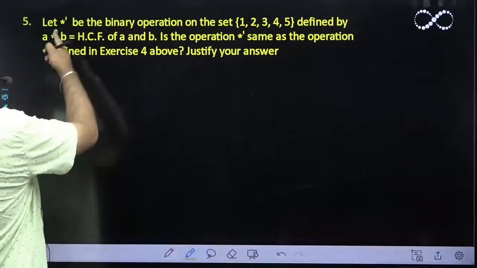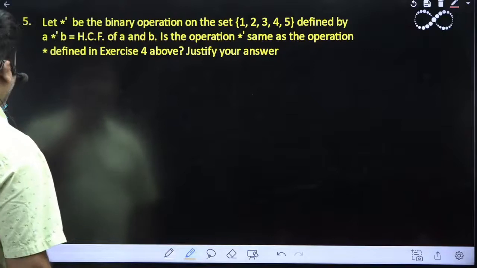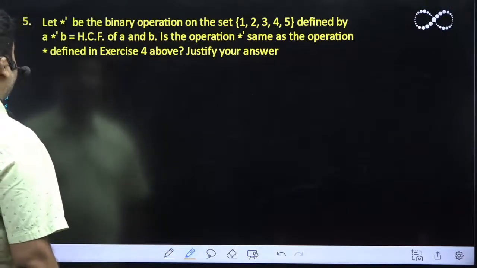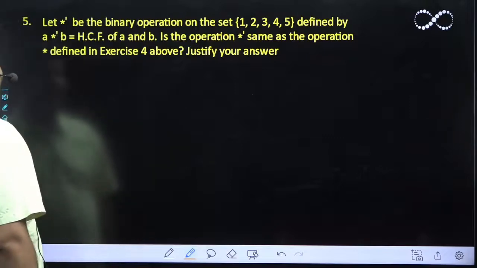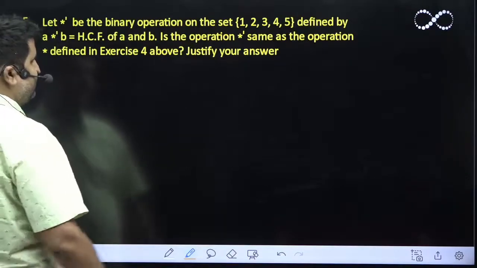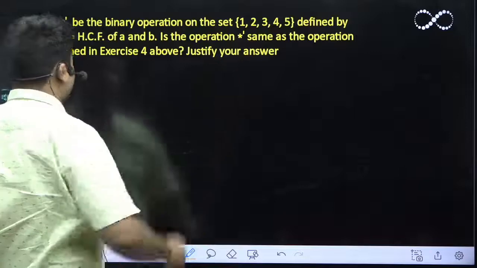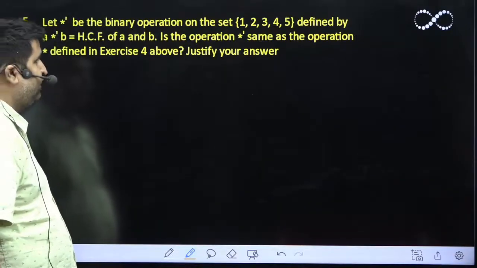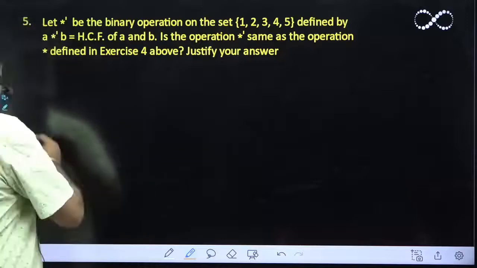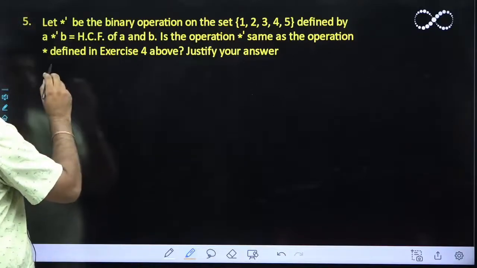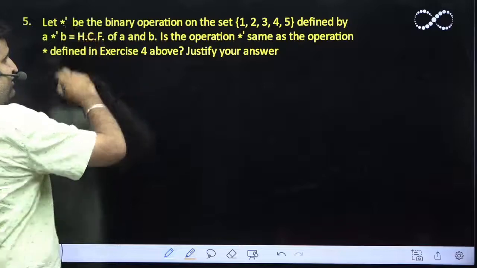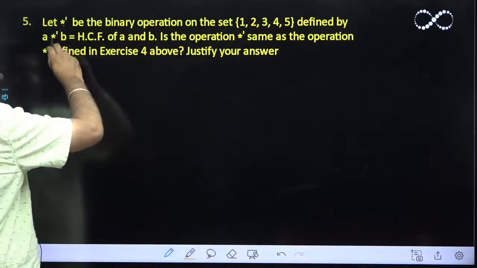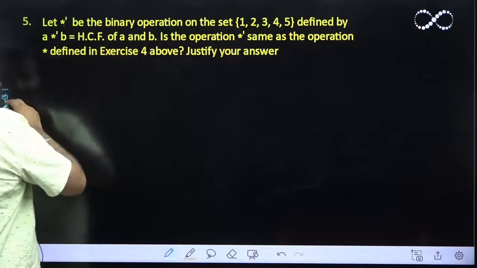Let star dash be a binary operation on the set {1, 2, 3, 4, 5} defined by A star B is HCF of A and B. Is the operation this same as the operation star defined in exercise 4 above? So actually what we have to do is define this star dash binary operation such that A star dash B is equal to HCF of A and B.